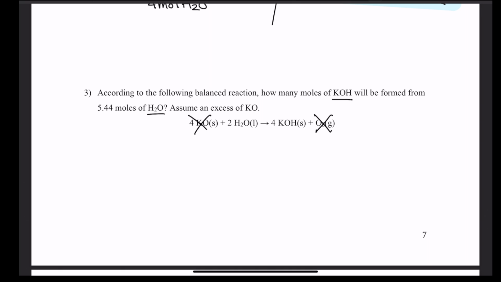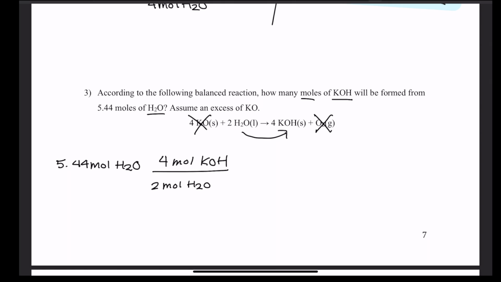Now, we're going from reactant to product, and we need moles, so we're going moles to moles. We're given 5.44 moles of H2O. Since we're converting from element to element, we need to use the coefficients of the balanced equation. Basically, it's saying that for every 2 moles of water, it will form 4 moles of KOH. If I cross out all the units, I'm left with moles of KOH.